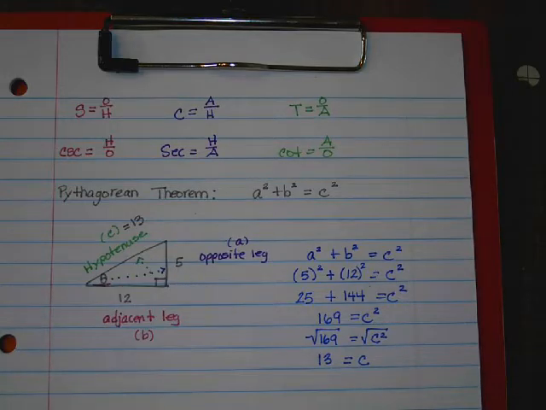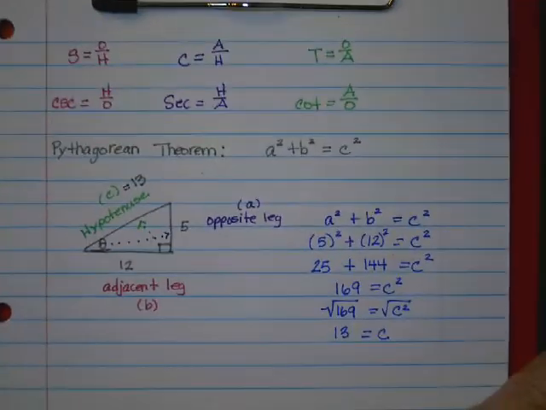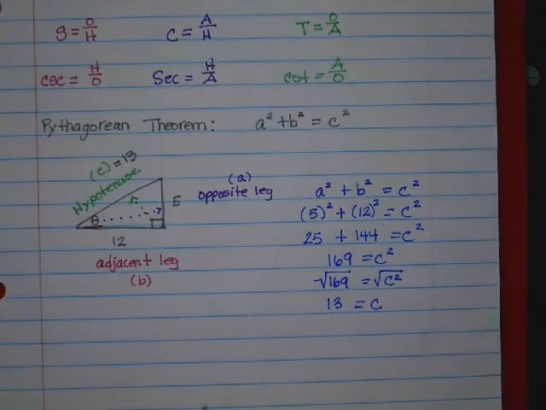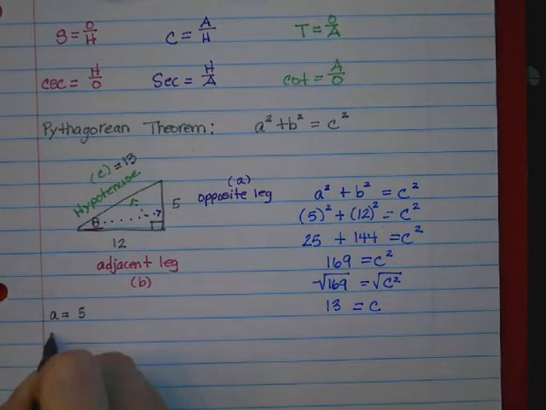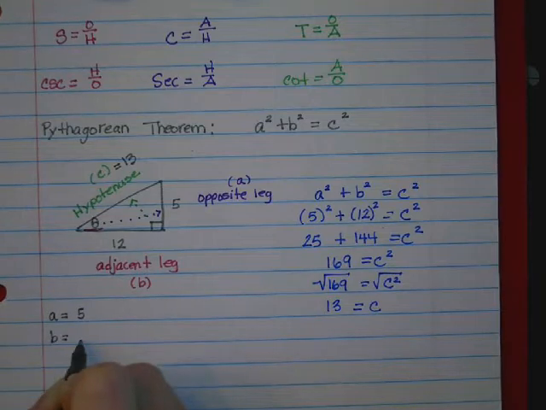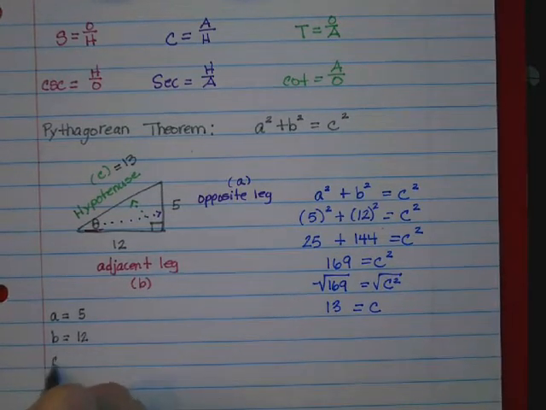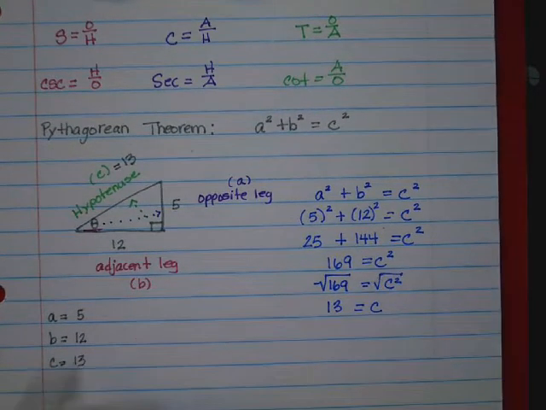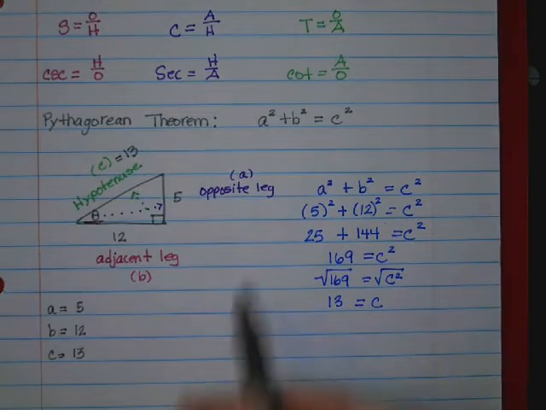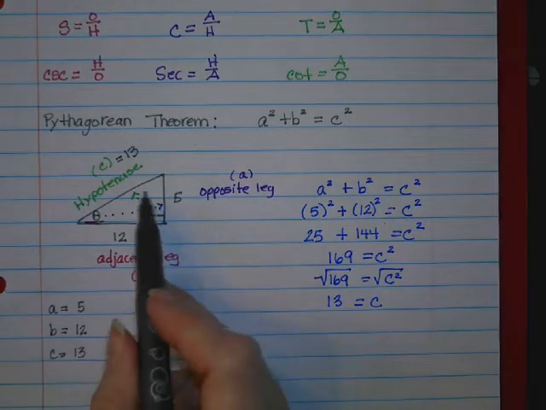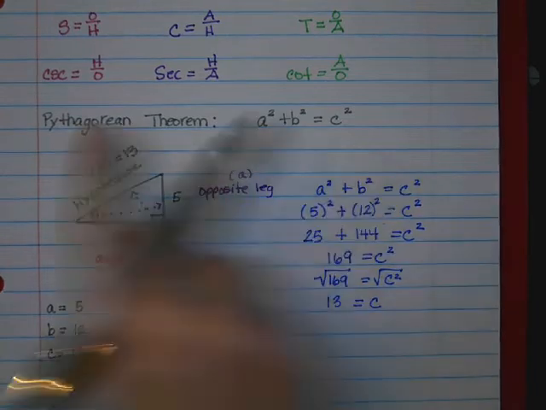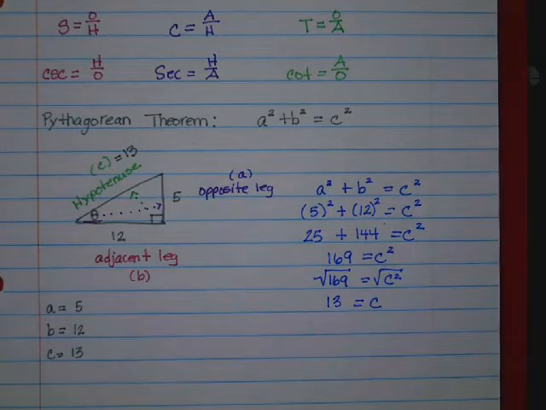So now I have my A value is 5, my B value is 12, and my C value is 13. So I'm going to go ahead and bring this up a little bit, just a smidge, and write that value in there. My A value is equal to 5, my B value is equal to 12, and my C value is equal to 13. So if I keep knowing that, leave A always opposite leg, B always adjacent leg, and C always hypotenuse, it will help me with these ratios a lot more.